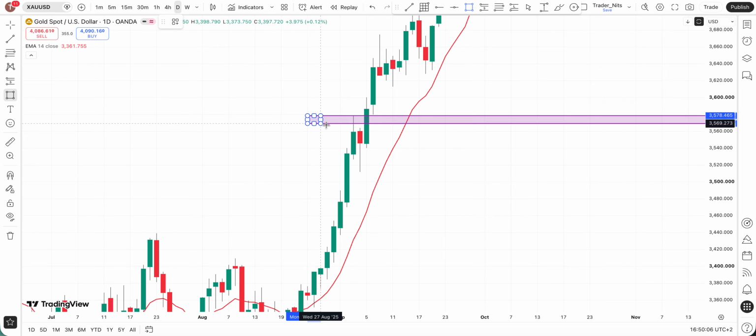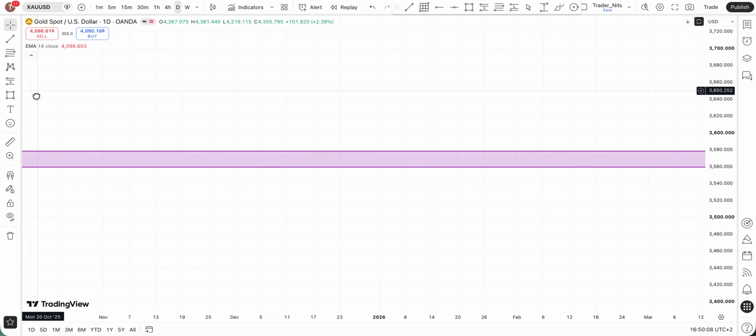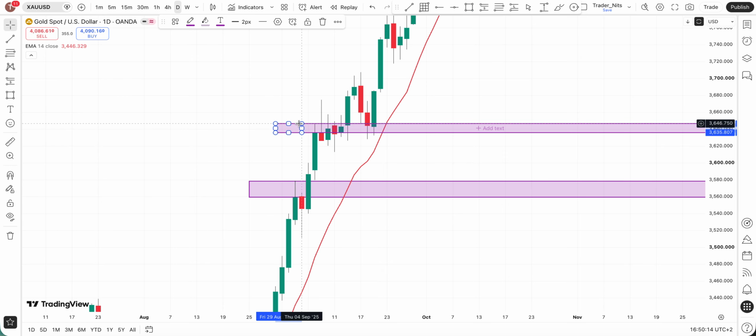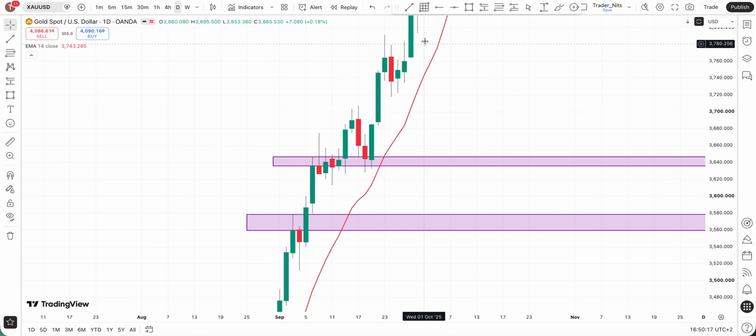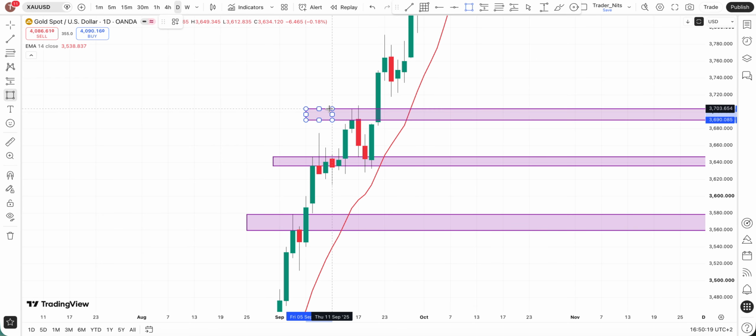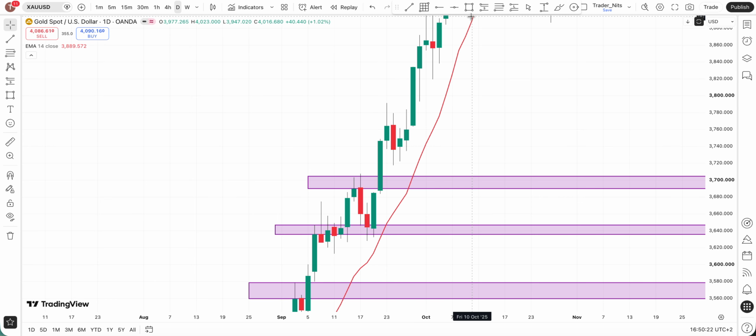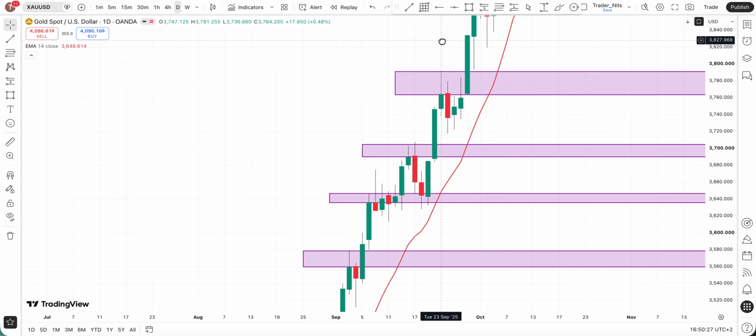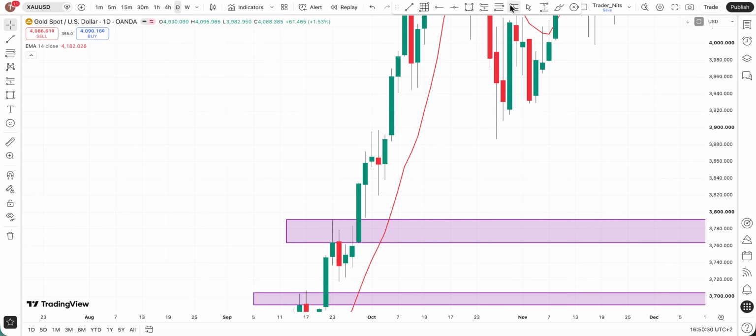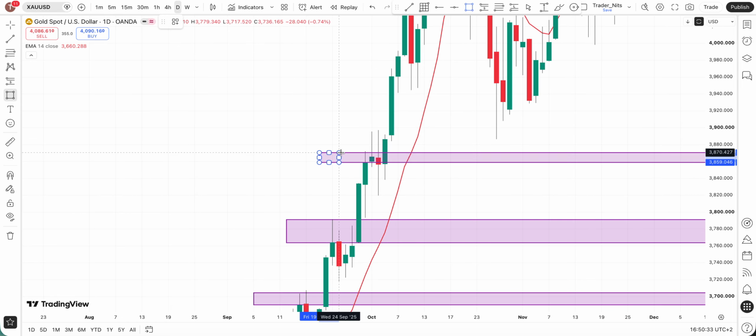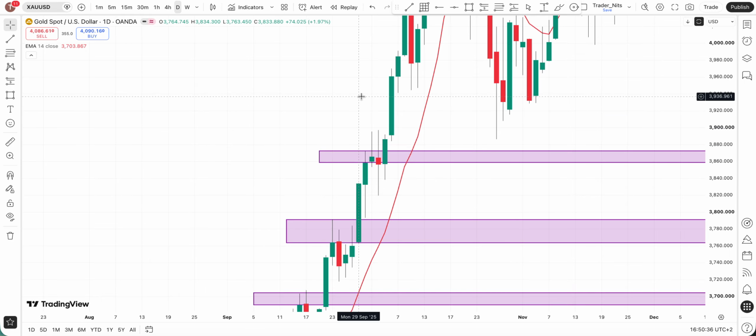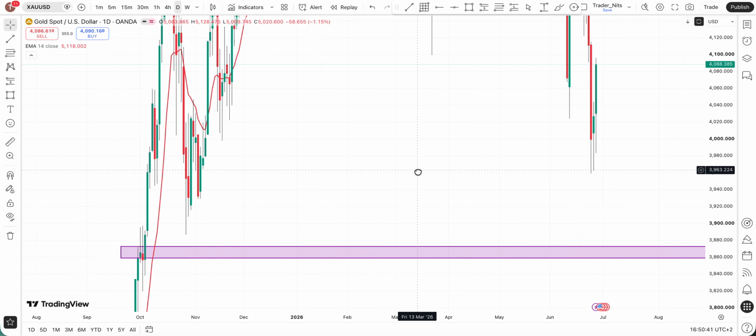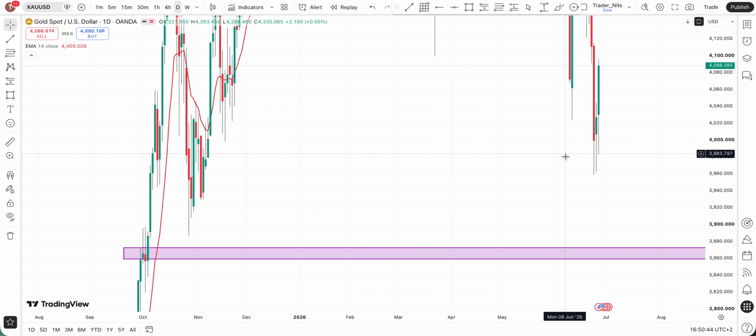Maybe in the future price will come to this level, it can come to this level, it can come to this level. So many support and resistance levels, like this level, this one. Did the price reach it? Not yet. Let's check where the price is. Okay, the price rejected from here, from this area.